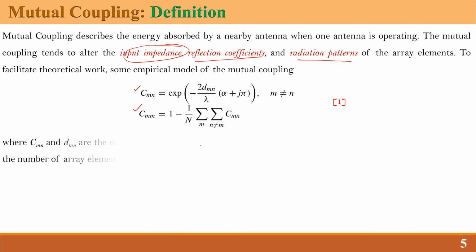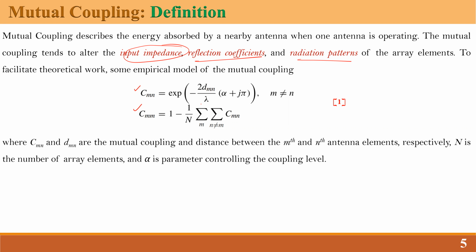Now what are these all about? What is C_MN and what is D_MN? C_MN defines how much mutual coupling you are having, and D is the inter-element spacing between antennas. With the help of this, you can get an idea mathematically of the limitations, or the level of mutual coupling.